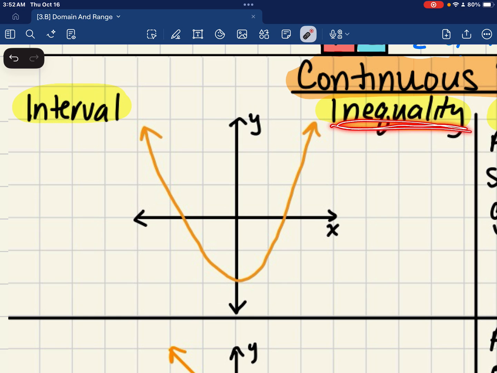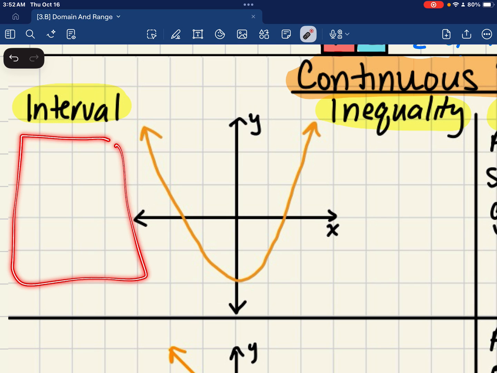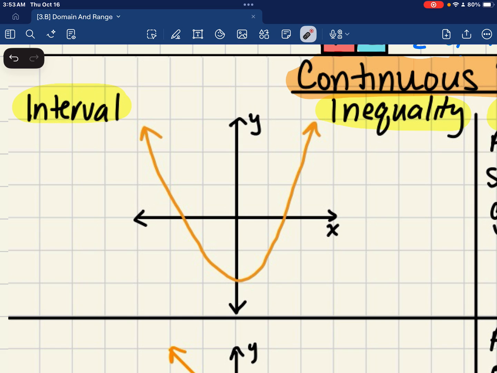Inequality notation, we use that a lot with what are called piecewise functions, which you're also going to see at the end of this unit. So I have to teach you both because you're going to see them both later in this unit, but also in future mathematics. So I'm going to start with the interval notation because I find that one's easier for kids to see. And then once you have the interval notation, the inequalities are just so easy.